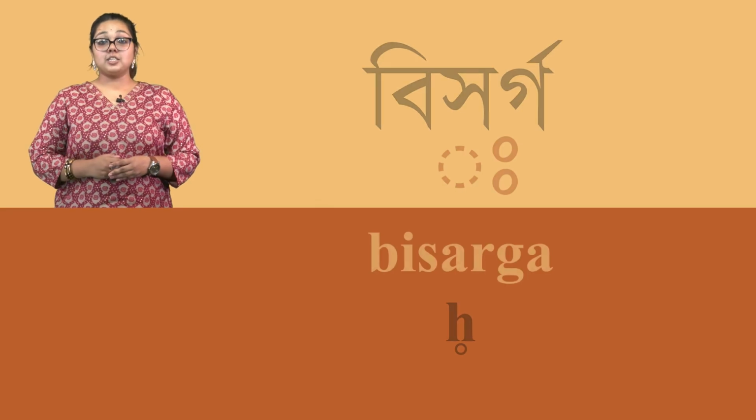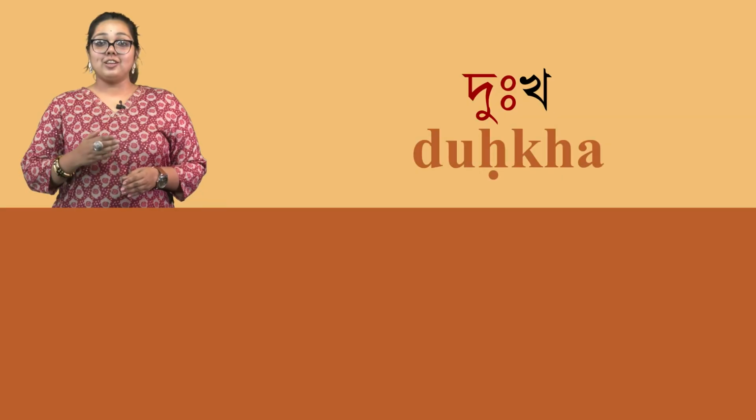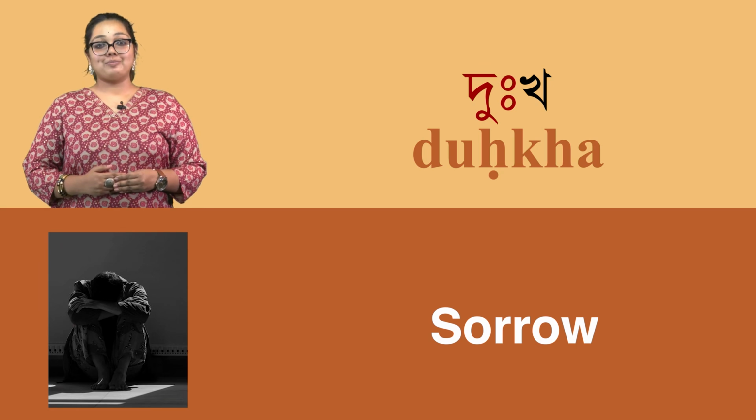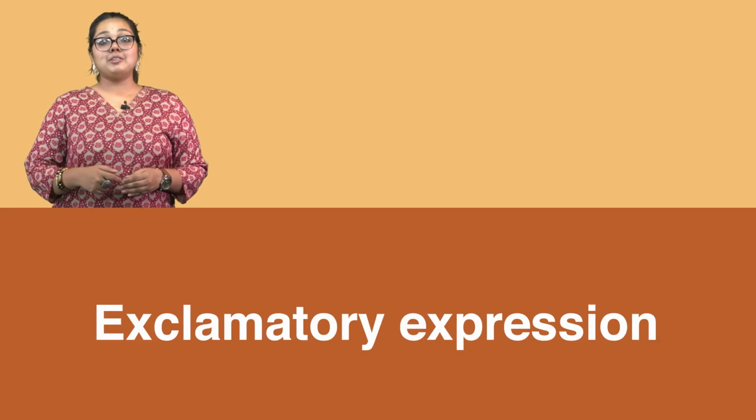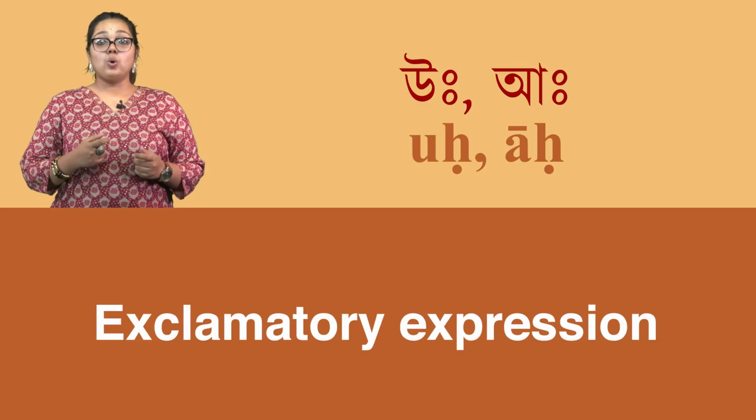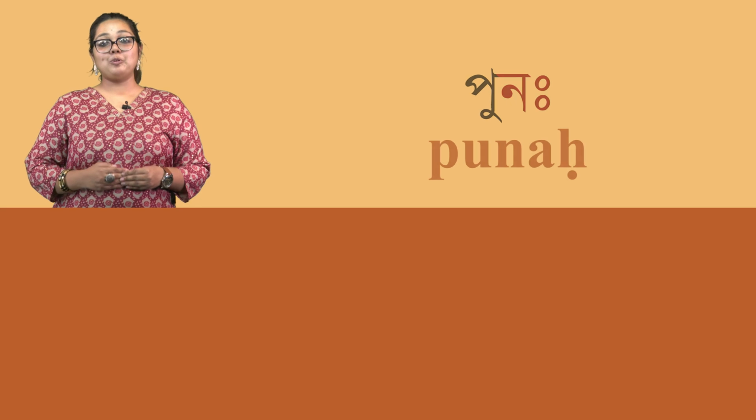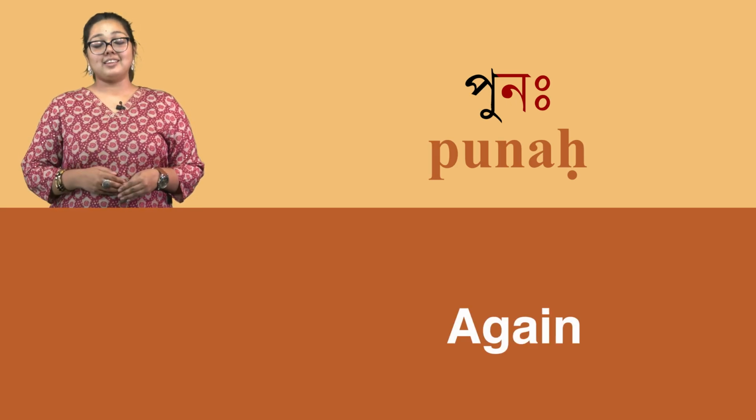The next letter is Bisarga. It is the unvoiced counterpart of the voiced ha. It cannot occur in the word initial position. It can occur word medially in dukkho, means sorrow, and finally also particularly in case of exclamatives or expressives like ah. Orthographically, it can appear at the right side of a consonant also. For example, consider the Bangla word puno, which means again in English.